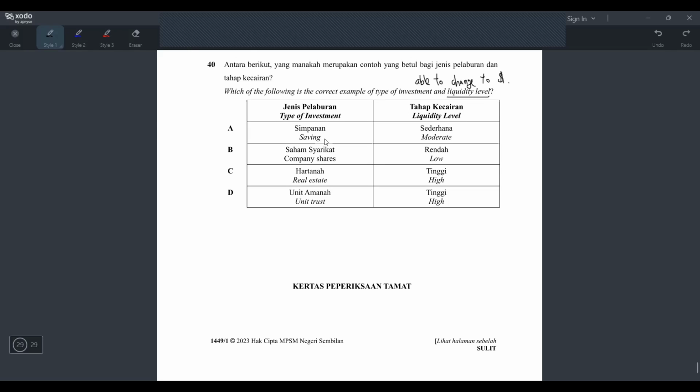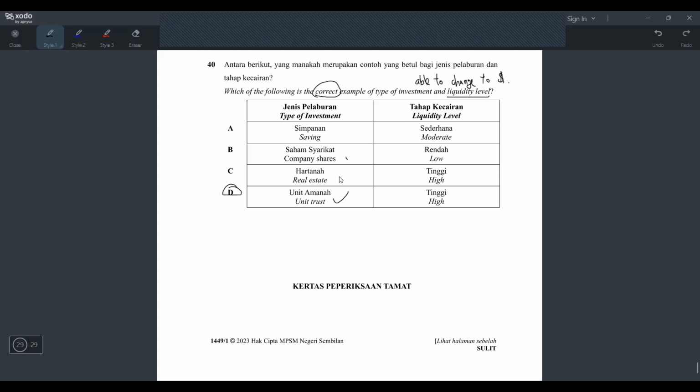So first it says savings, okay, and the liquidity level, they put moderate. Company shares, they put low. Real estate, they put high liquidity level. Unit trust, they put high liquidity level. So they ask which of the following is the correct one, right? I think the most correct one here is D, right? So let me explain a bit.